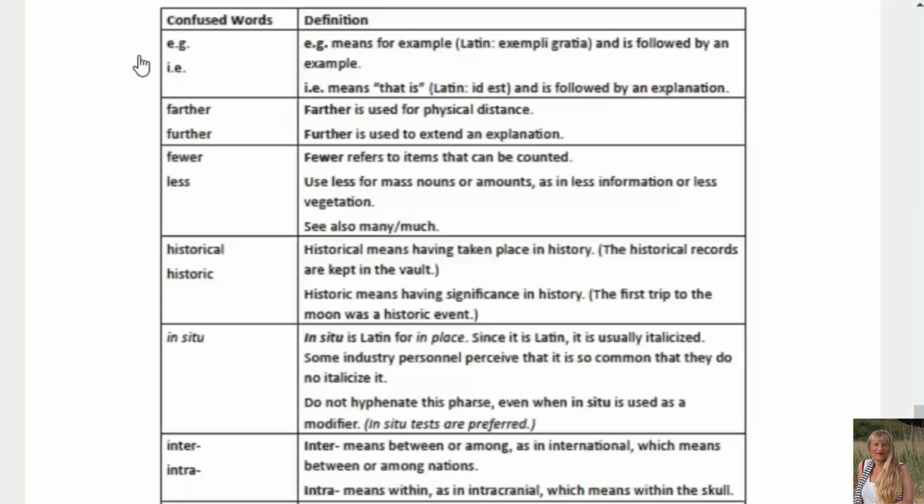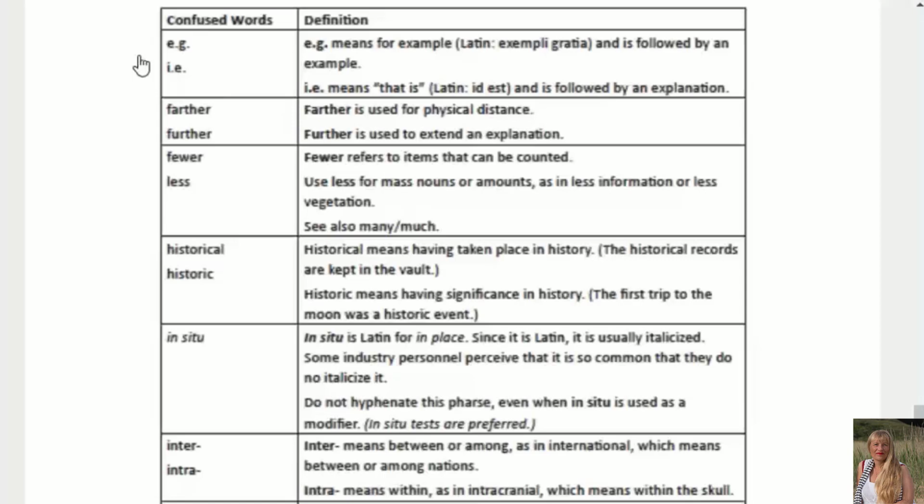So I think the reason that they're misused is because people do not know what e.g. and i.e. actually stand for in Latin, which of course your students will after the Latin lesson. So e.g. means exempli gratia. Not sure of my pronunciation there, but it means "an example of it." Here's an example. And i.e. means "that is," id est. So if you're saying "that is," you're following it by an explanation.